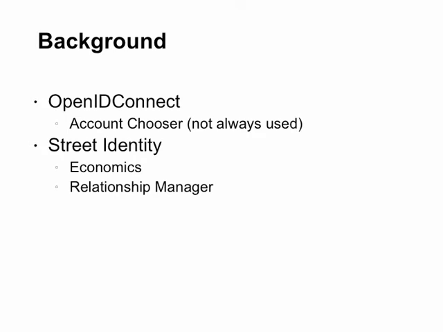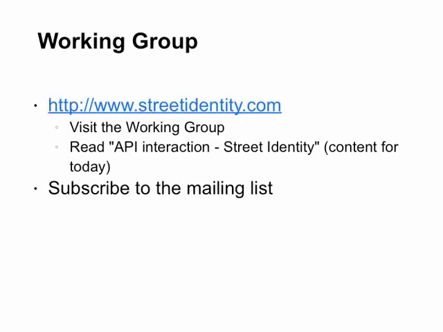So as background, before you watch the session, you might want to have watched the session on OpenID Connect and Account User, but you should certainly have watched or read the slides from the Street Identity site about the economics of attribute providers and the business challenges, which talks about relationship managers. If you also want to follow along with the slides for this, you can go to streetidentity.com, visit the working group, and there's a file called API Interaction for Street Identity, which you can use to follow along with today's content. We also suggest subscribing to the mailing list link from the working group.